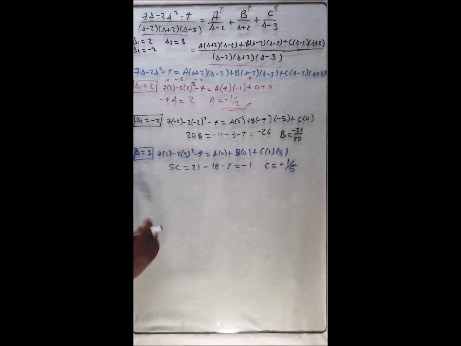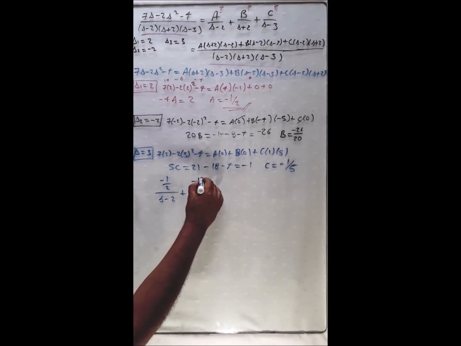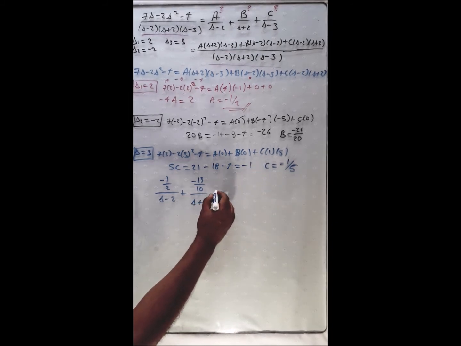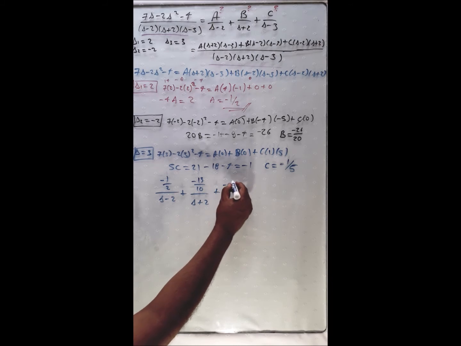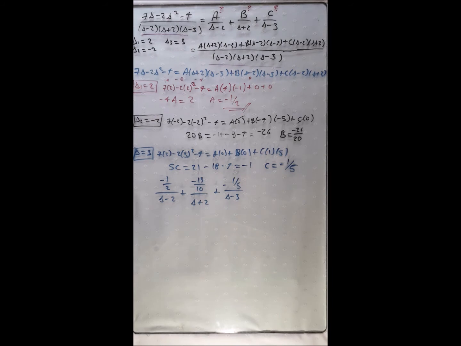Okay, so the partial fraction will be something like this. A, minus 1/2 over s minus 2, plus, I am replacing the values here, the value of b is minus 13 over 10 if we make the half, s plus 2, and then plus the value of c, minus 1 over 5 over s minus 3. Okay, so that is the procedure to make partial fractions, and then you will have the formulas to make this calculation of the Laplace inverse.